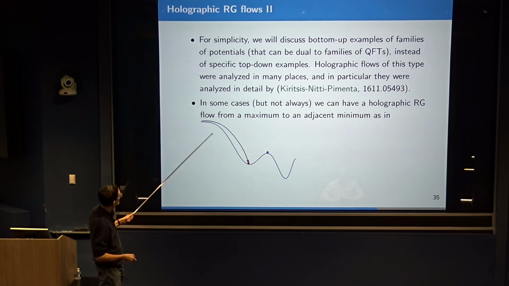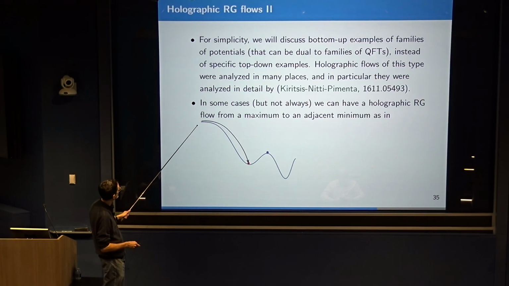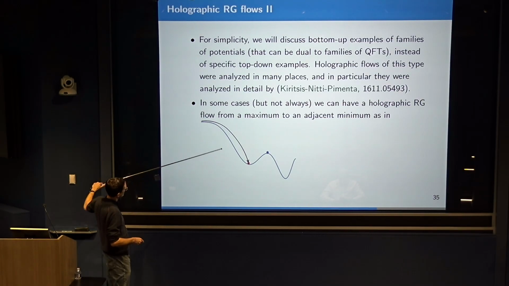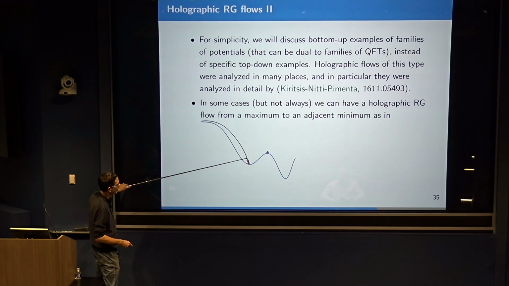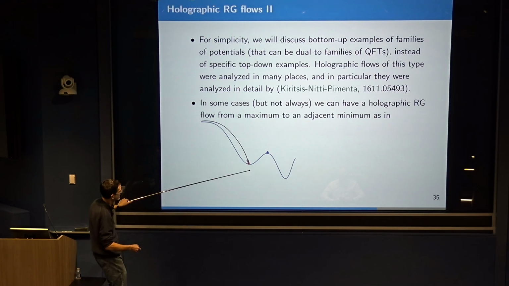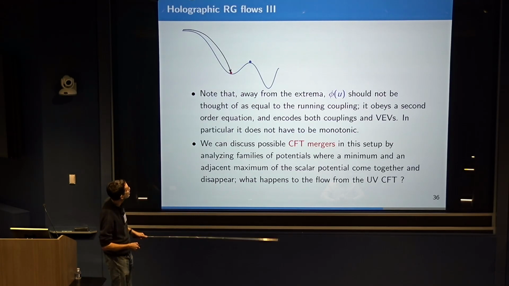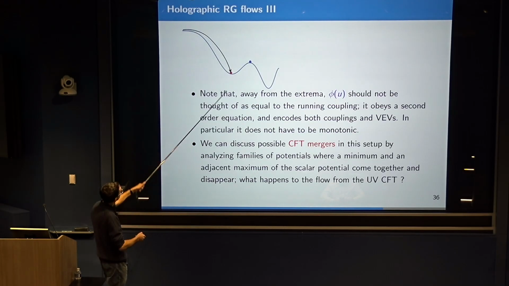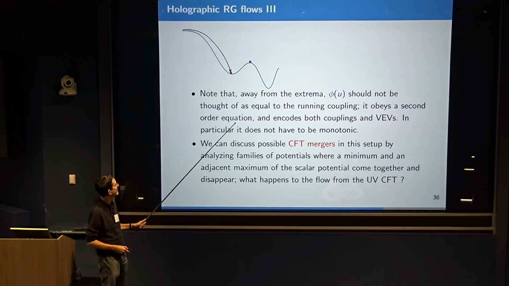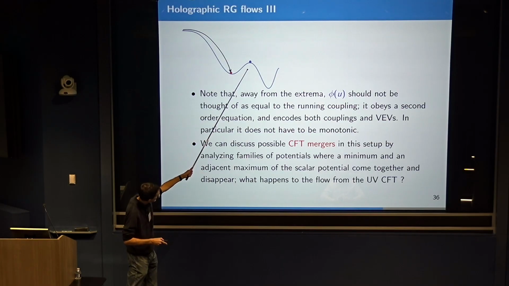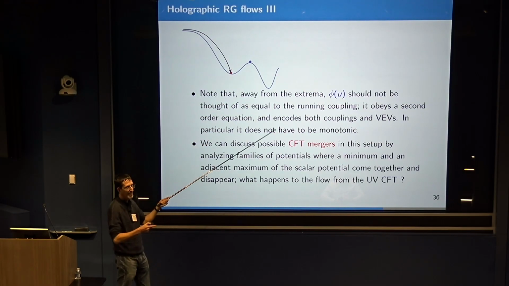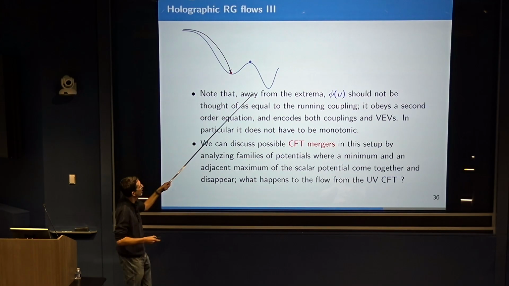It turns out that in some cases, as analyzed by Kiritsis et al., this is the scalar potential here. It's always negative, but we could have, say, a maximum of the scalar potential, which in this case means we have a relevant operator, and then we could turn on that relevant operator and flow to some other CFT where the same operator would become irrelevant. So this is the standard picture of holographic renormalization group flow. And in order to discuss the possibility of CFT mergers in this scenario, we can imagine modifying the potential such that a minimum and an adjacent maximum of the potential join together and annihilate as we change the shape of this potential.